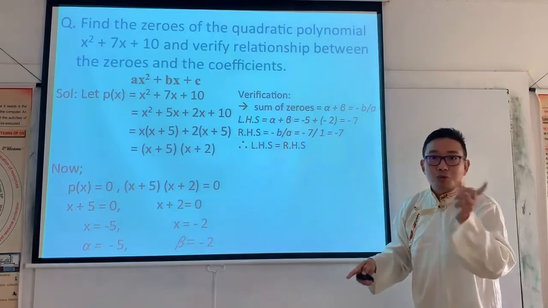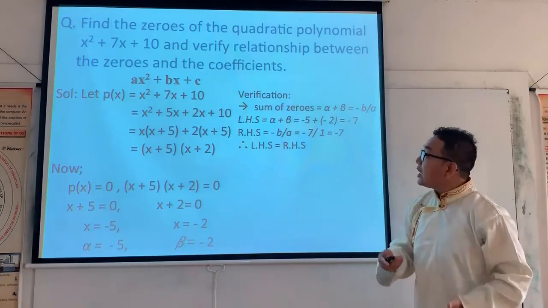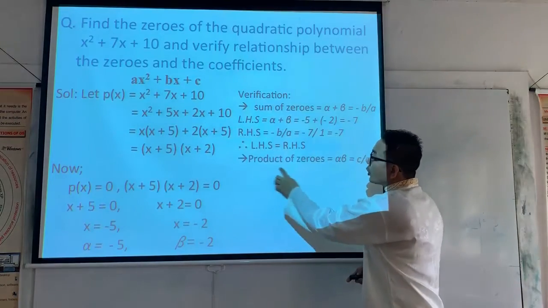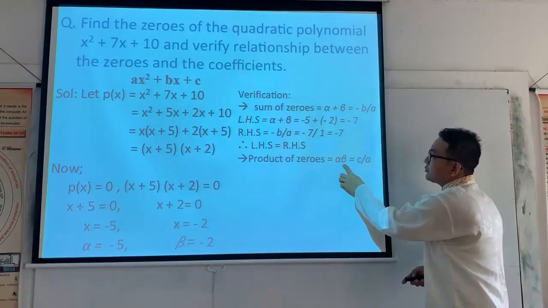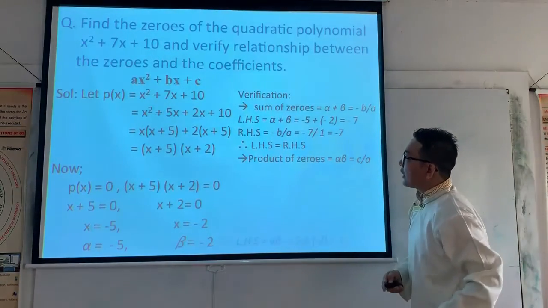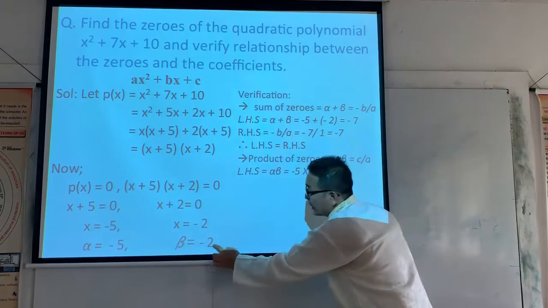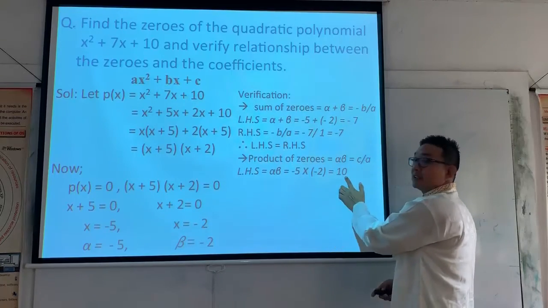So we have verified the sum of zeros. Now the product of zeros. The correct formula is alpha times beta is c upon a. So on the left hand side, alpha times beta: alpha is negative 5 and beta is negative 2. Multiplying these gives 10.